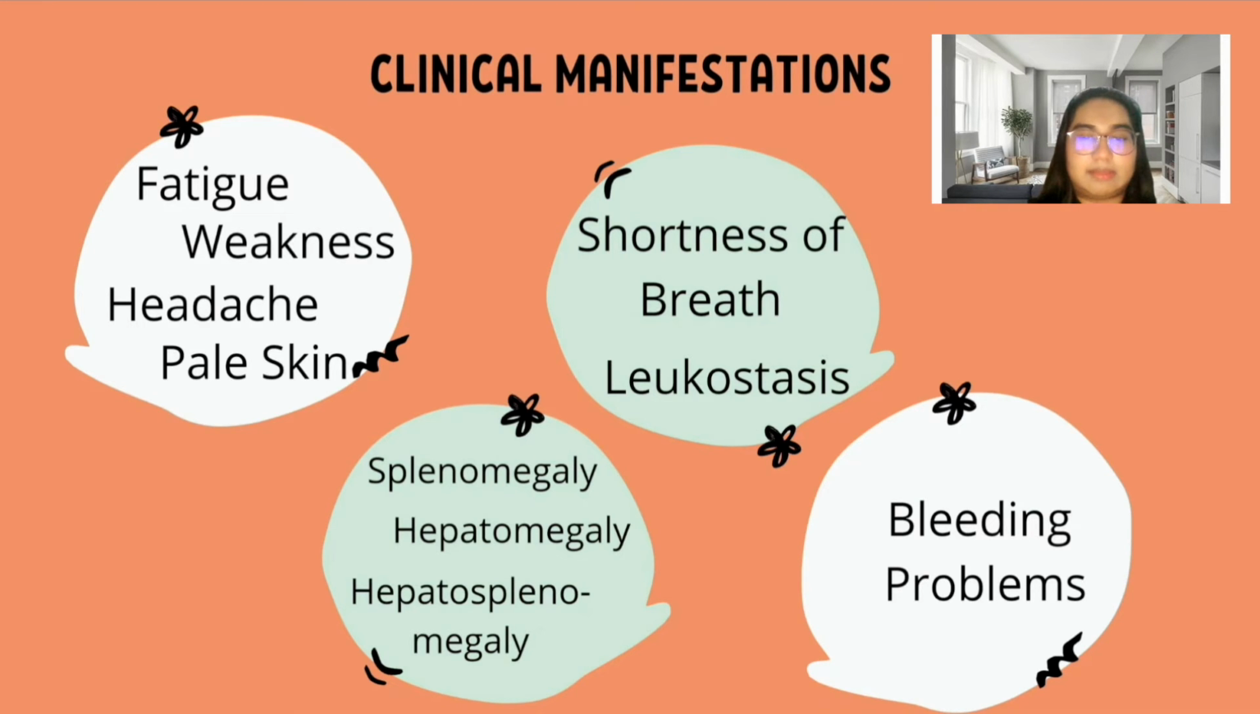Leukemia cells may build up in the liver and spleen, making them larger and causing hepatomegaly, splenomegaly, or even hepatosplenomegaly. Although any of the symptoms and signs mentioned before may be caused by AML, they can also be caused by other conditions. That is all from me.